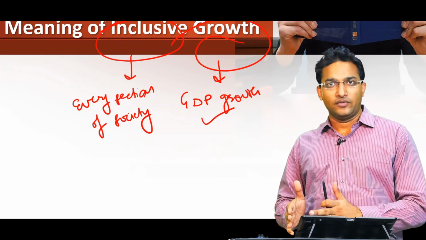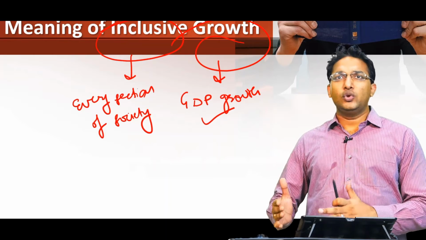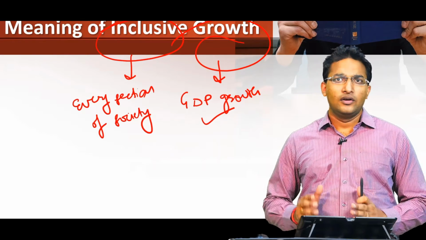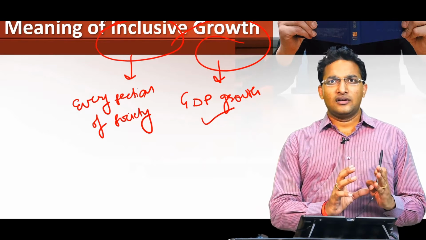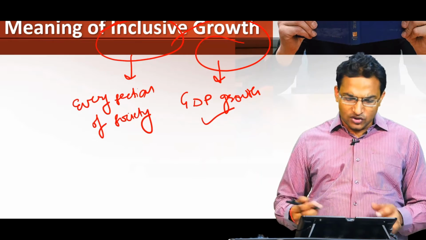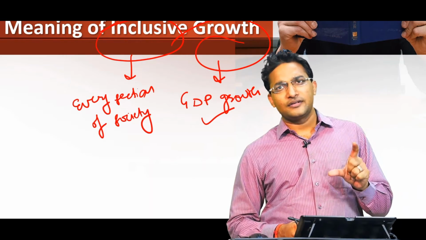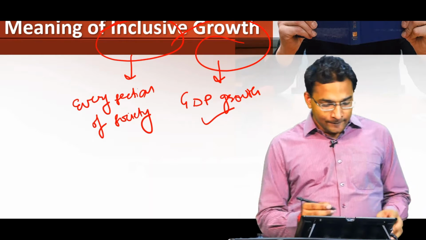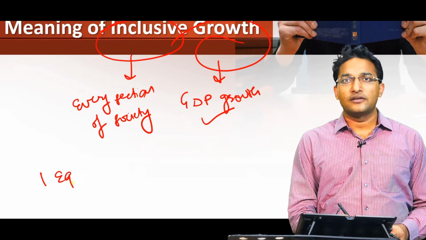So we have to ensure that this growth benefit is reaching each and every section of society and they have equal opportunity to participate in the economy, right? So there are two dimensions that we have seen, and apart from these two dimensions, what is important is two more things. One is that there should be equality of opportunity.